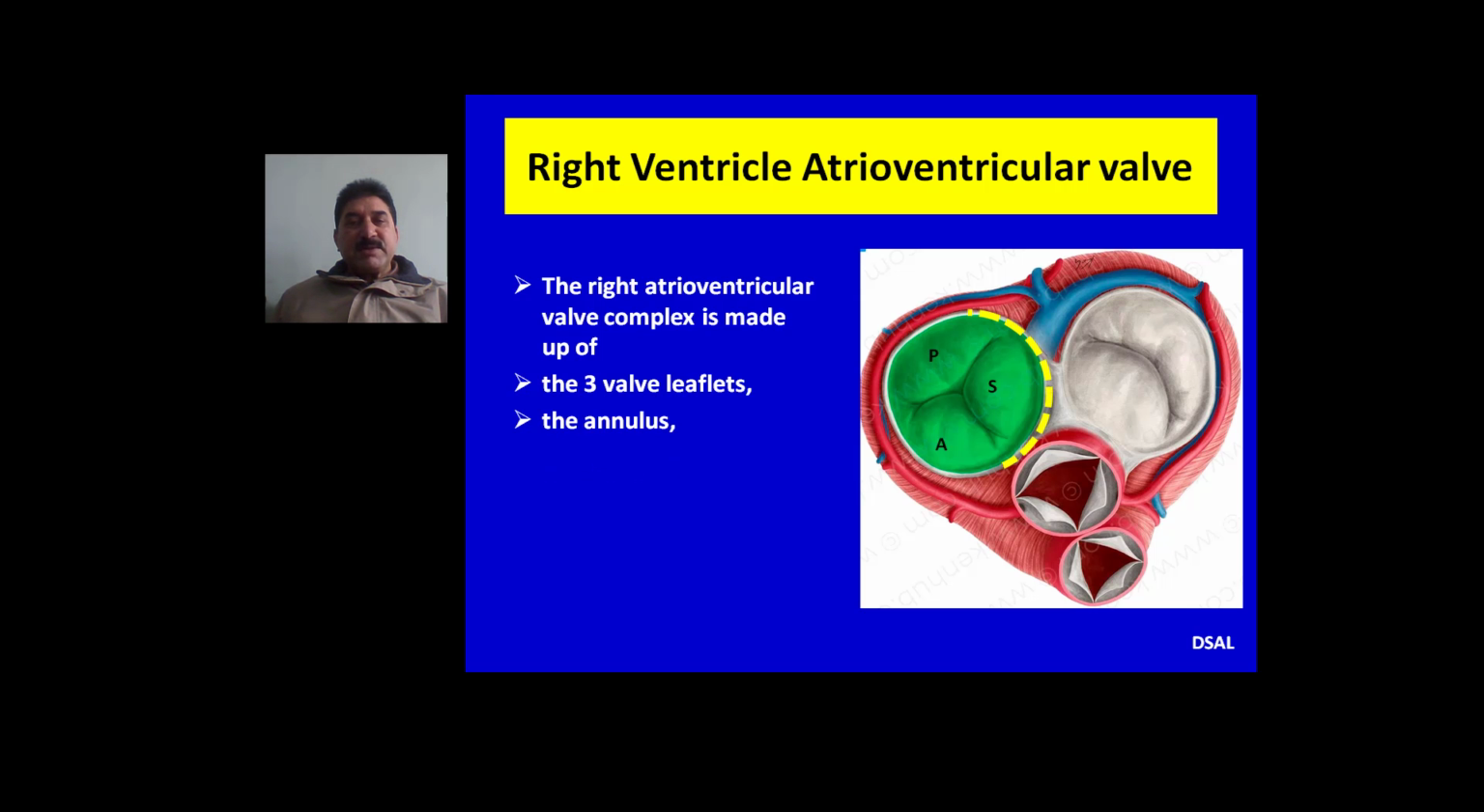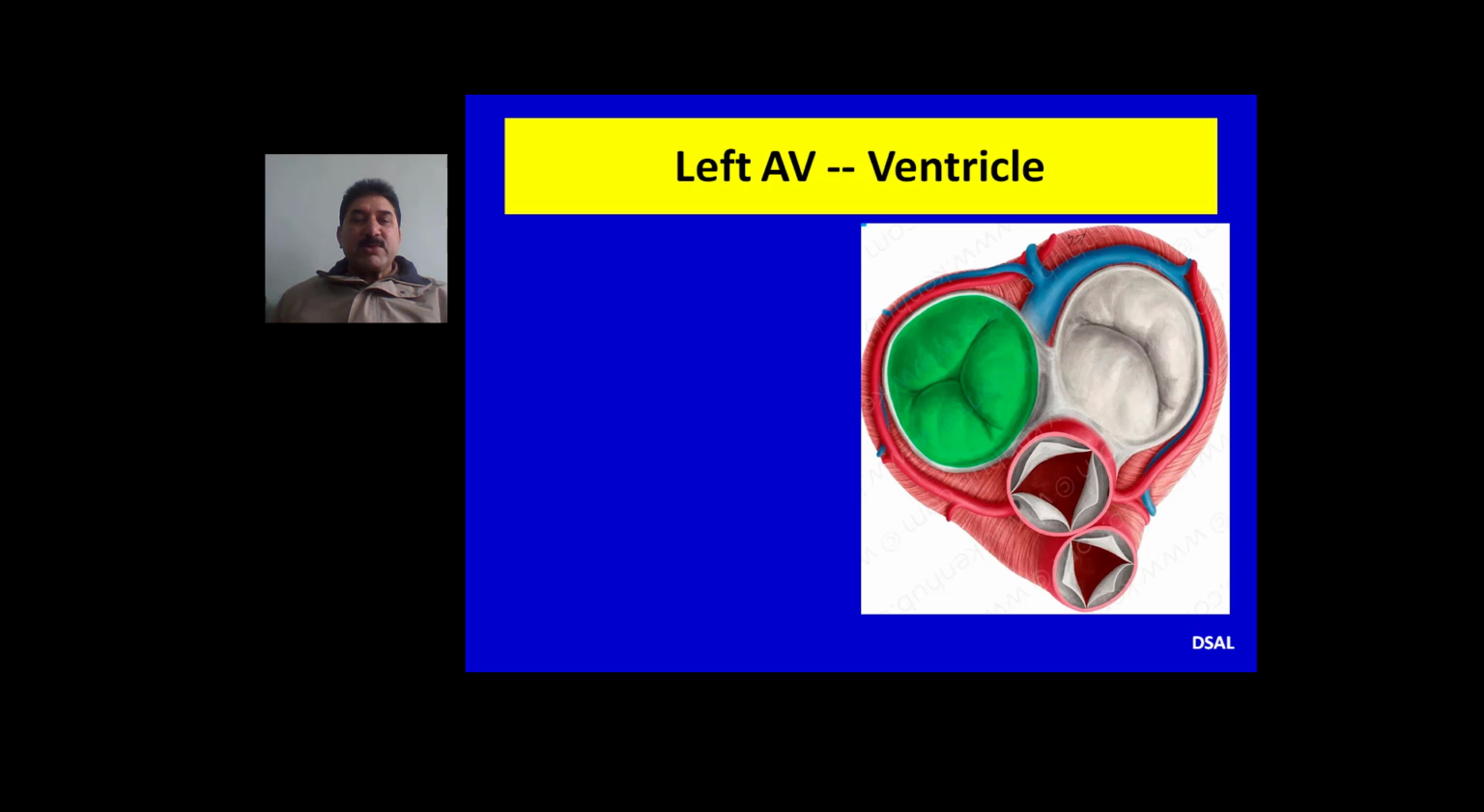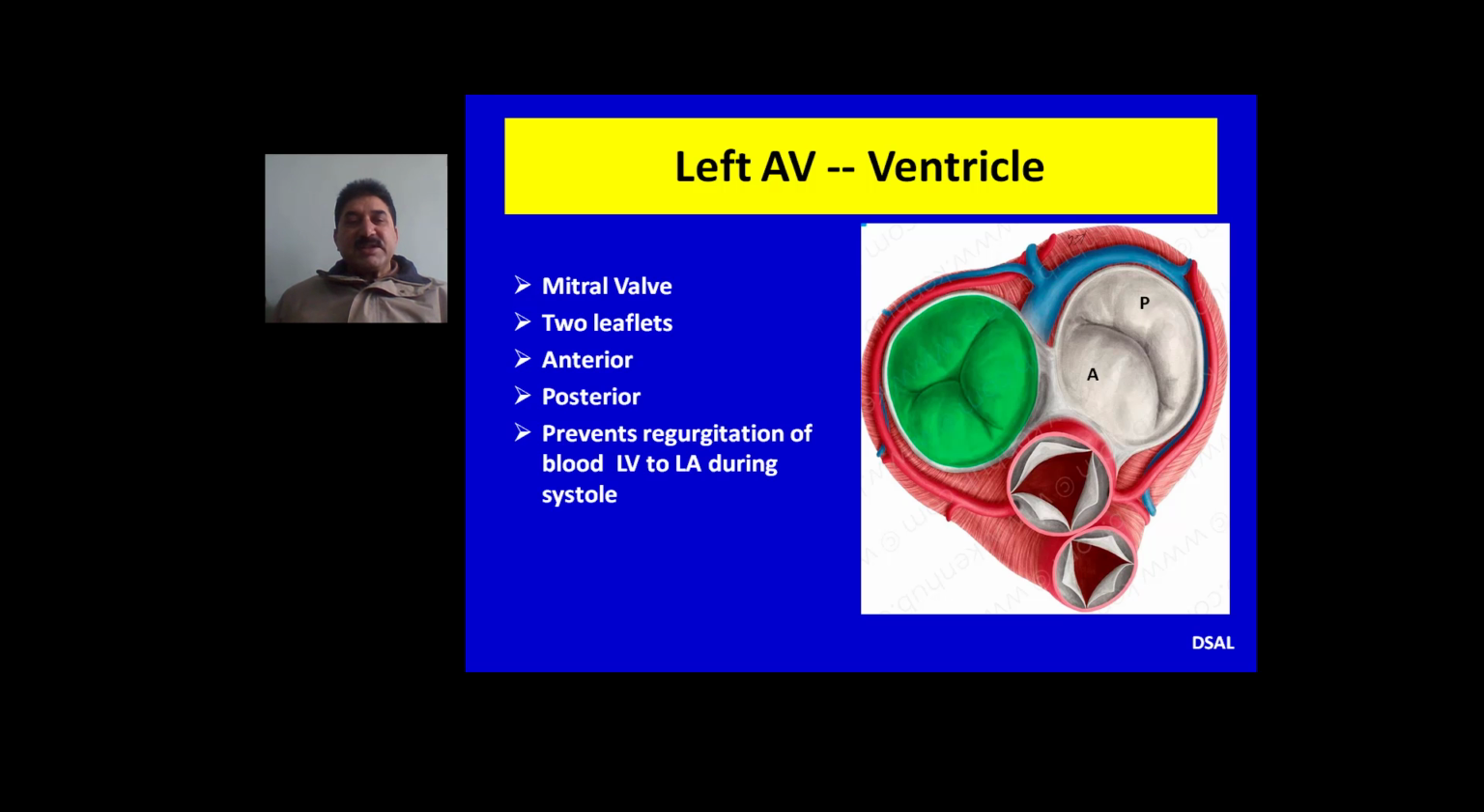Surrounding them is the fibrous ring called the annulus, and the supporting chordae tendineae, which are attached to the free margin of the cusp on one side and to the apex of the corresponding papillary muscle. The left atrioventricular valve is also called the mitral valve because of its shape. It has two leaflets, anterior and posterior, in contrast to the three on the right side. It prevents the regurgitation of blood from the left ventricle to the left atrium during systole.